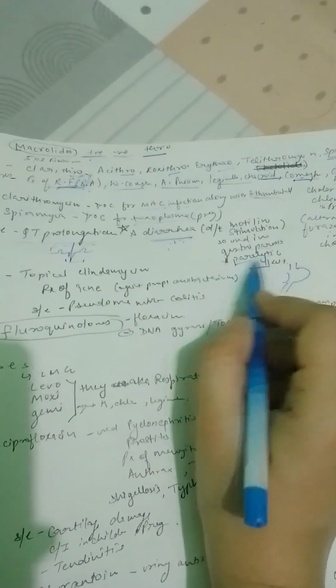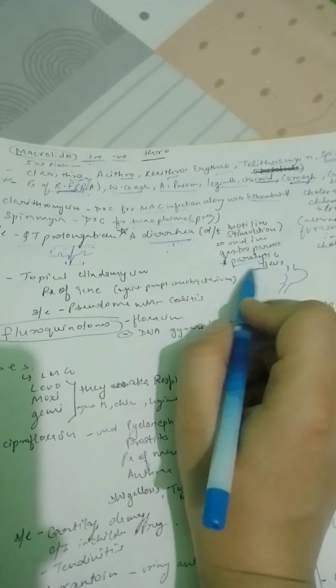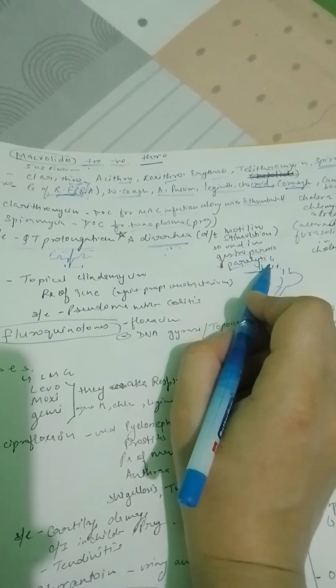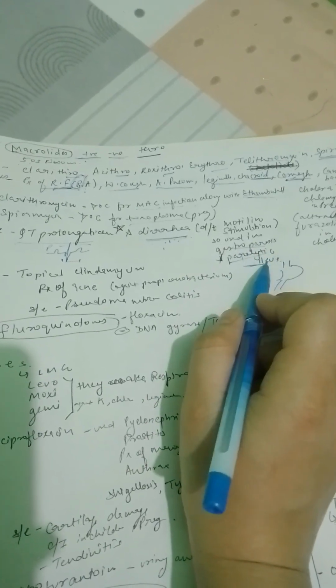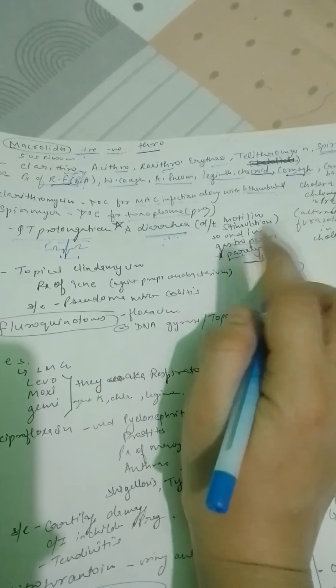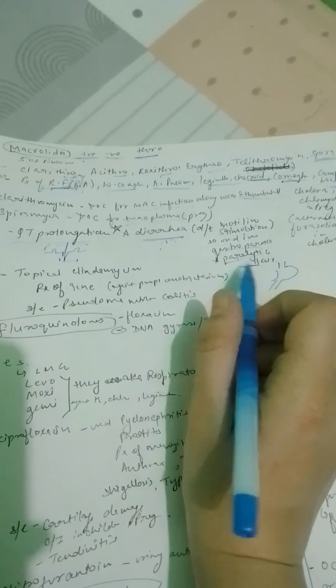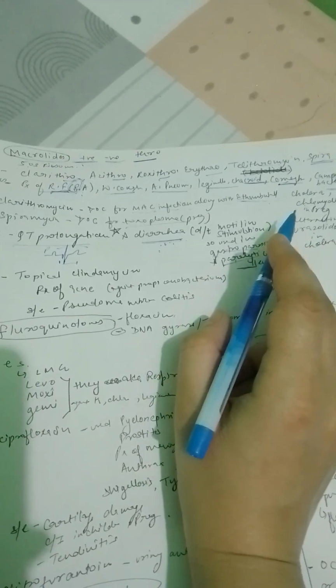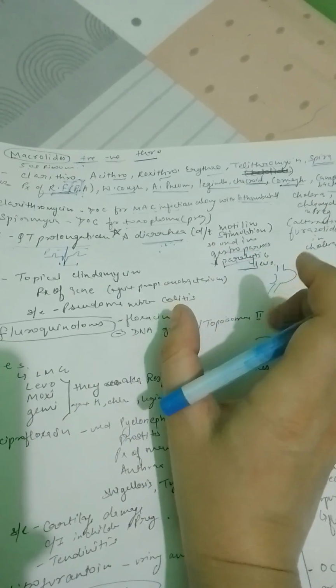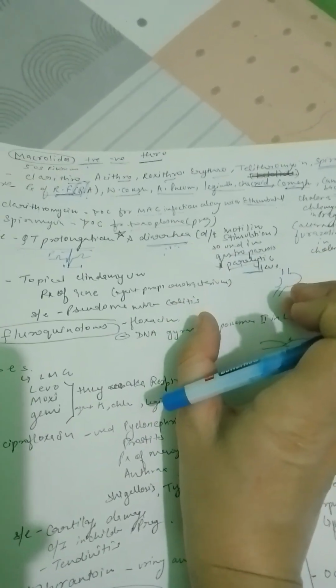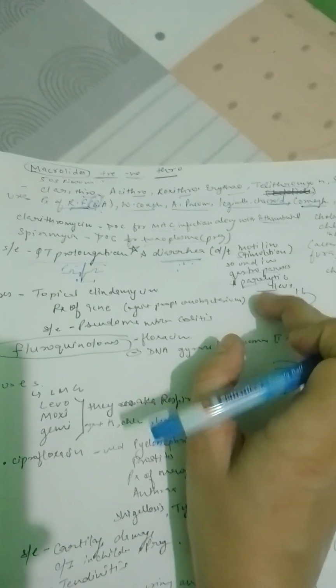Paralytic ileus is basically when the intestine is not working properly or not working at all after an operation, post-operatively. At that time, for removing the blockage or giving the patient relief from the blockage of the intestine, we are going to use these macrolides. I hope you got it.